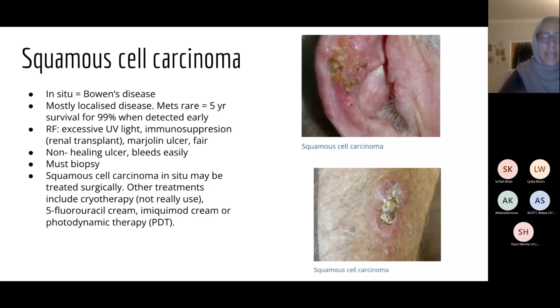And you can treat, again, with surgery, with biopsy, but often you can also start off by giving creams, more so in squamous cell carcinoma than basal cell. So creams, as I mentioned previously, 5-fluorouracil or imiquimod cream. And like I said, you need to refer under a 2-week wait pathway.